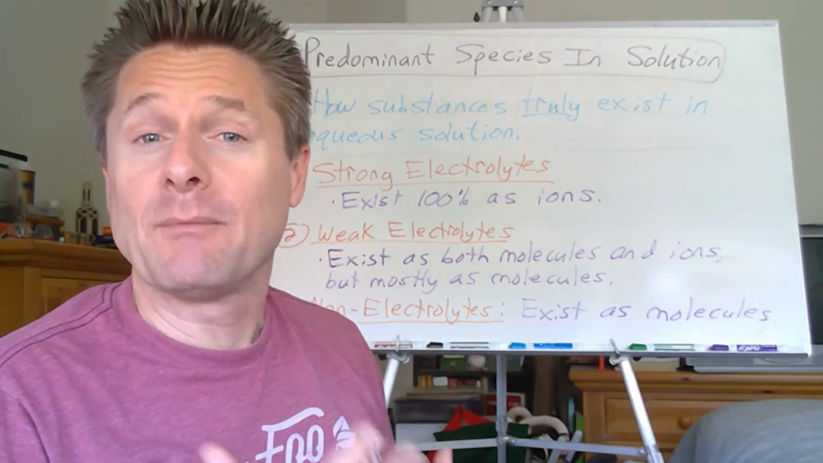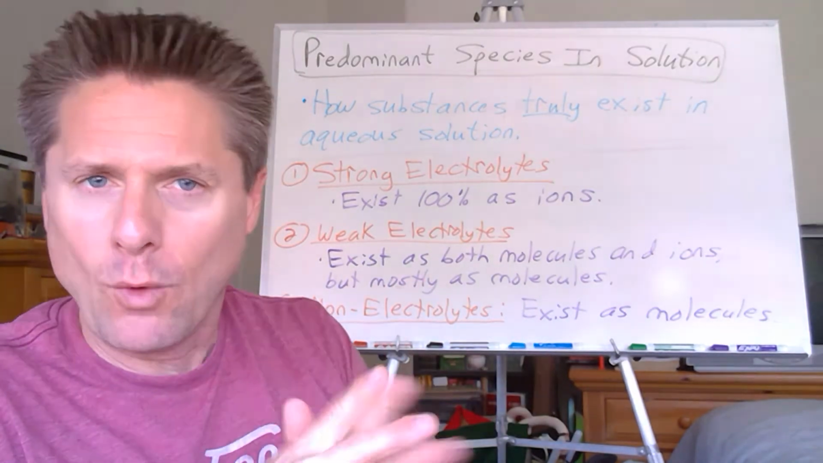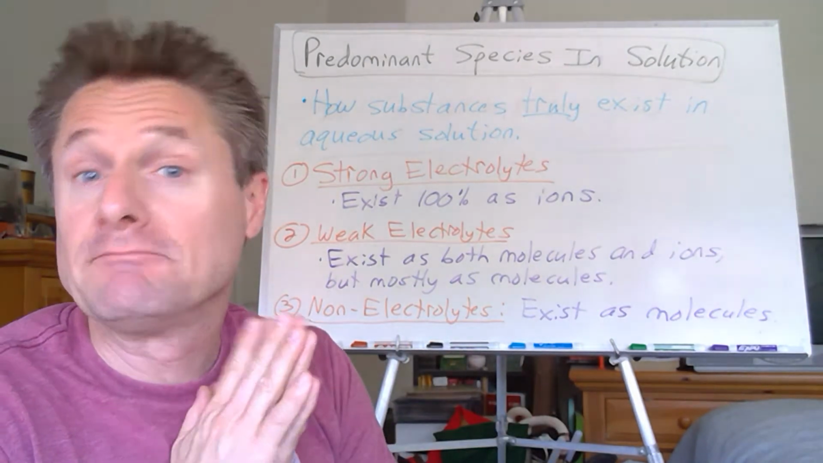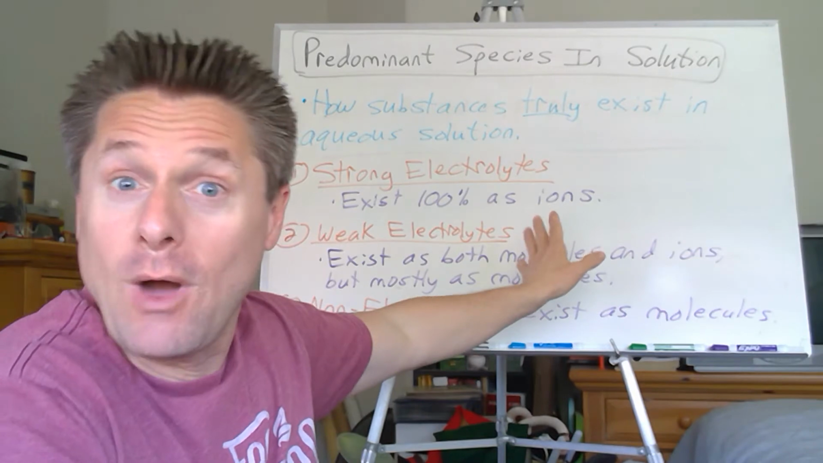So if we identify something as a strong electrolyte, which we'll do later, I'll go through all the different kinds of strong electrolytes. We'll go, oh, that exists as ions only. As long as you know how to find them.